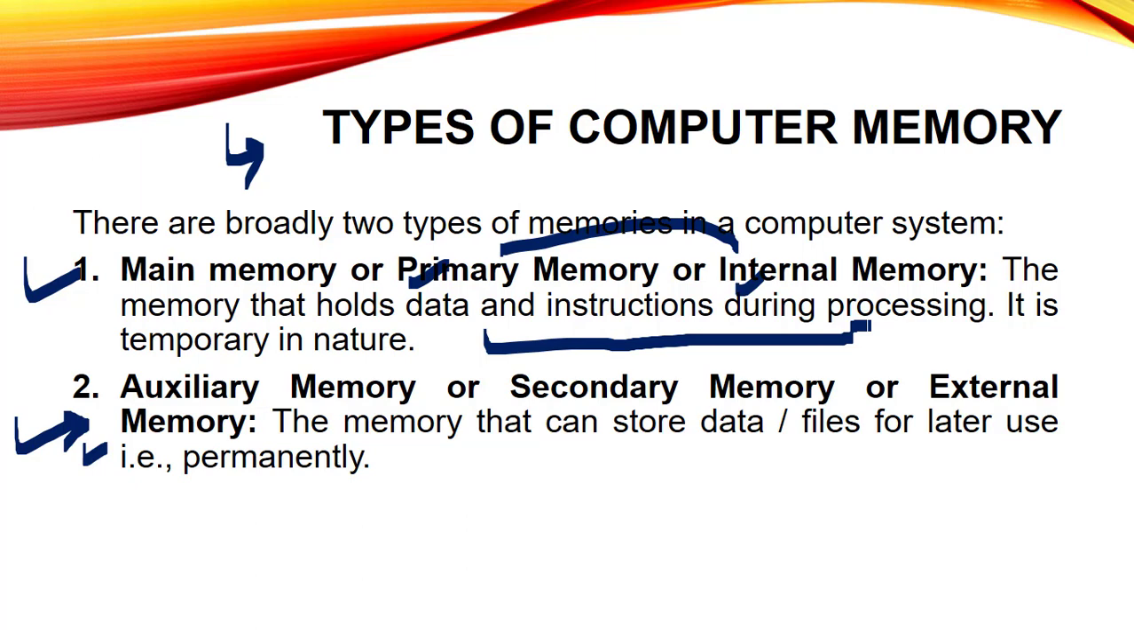Fine. Next is auxiliary memory or secondary memory. The memory that can store data or files for later use is termed as the auxiliary memory or secondary memory or external memory, and generally this memory is permanent in nature. So I hope that you have got this much.